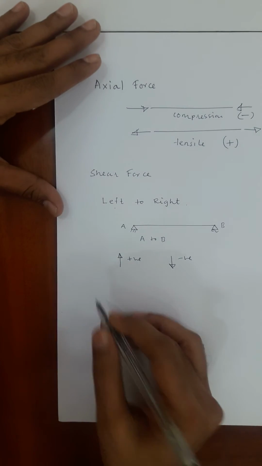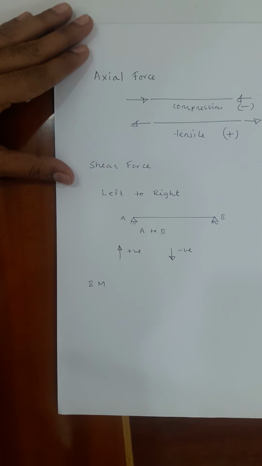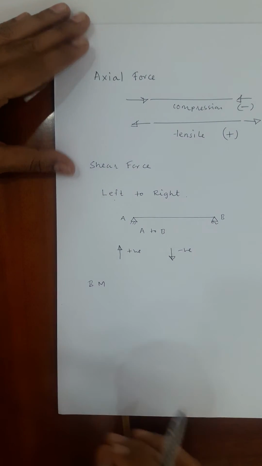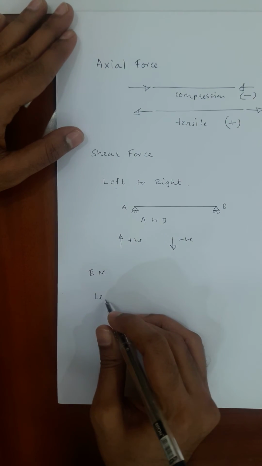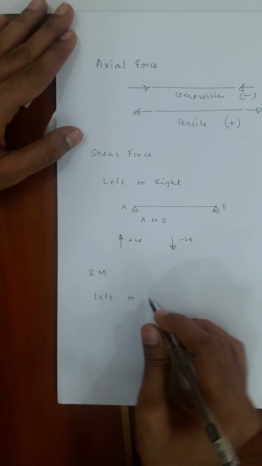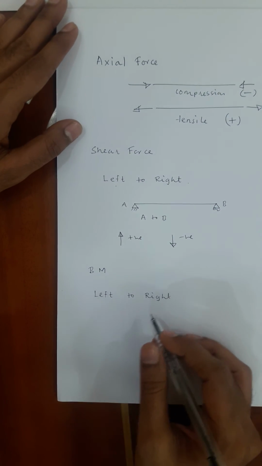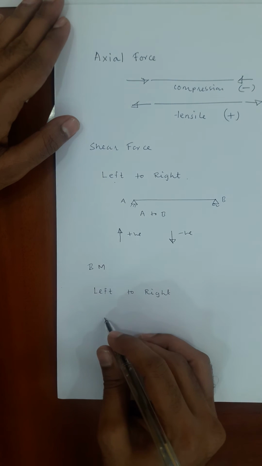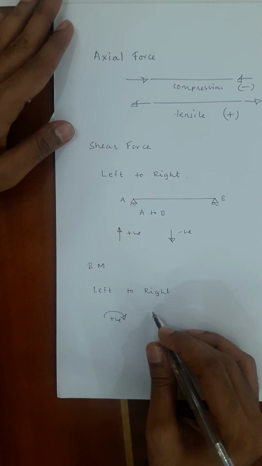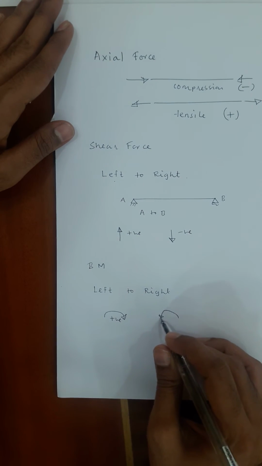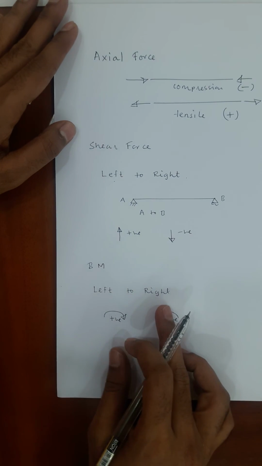Now let's talk about the sign convention of bending moment. The same, we have to define the sign convention with respect to the direction that we are following. If you are following left to right direction, or A to B, then clockwise moment will be positive and anti-clockwise moment will be negative when you are following a direction left to right.